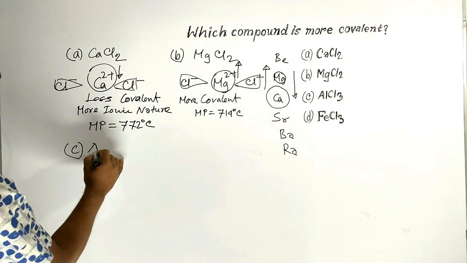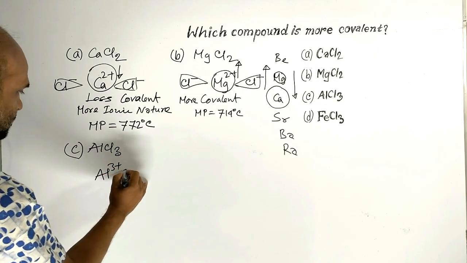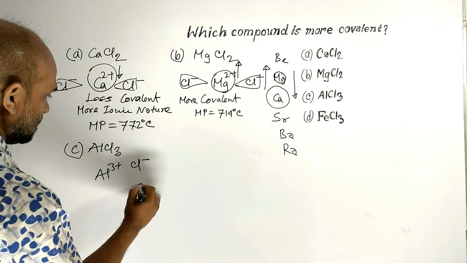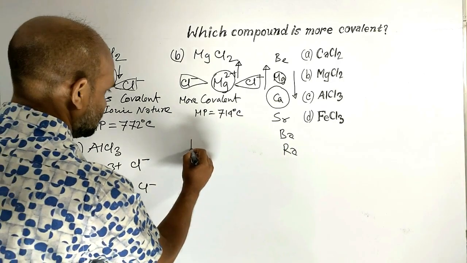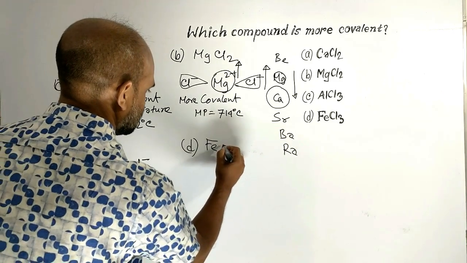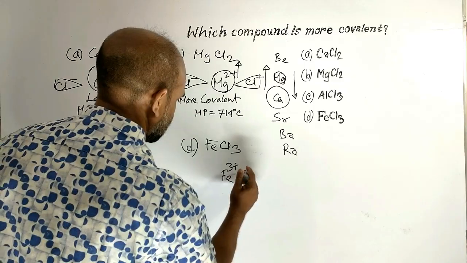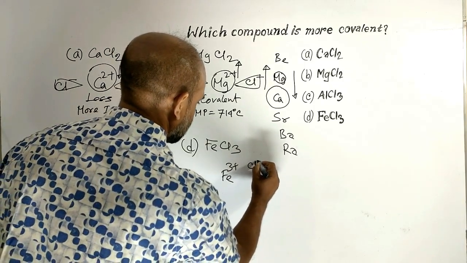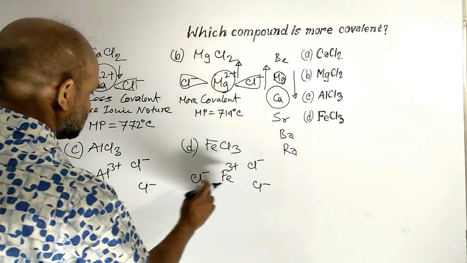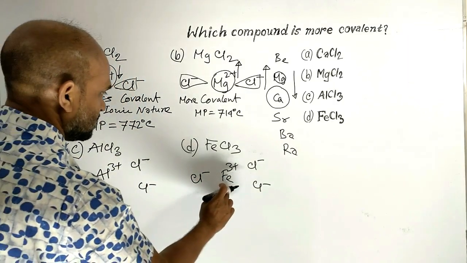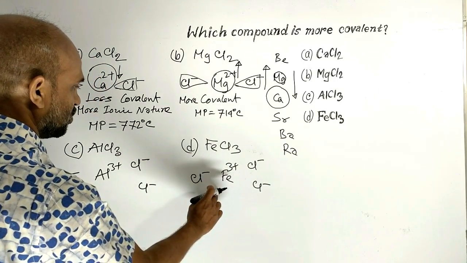Now C and D. C is aluminum chloride, here aluminum 3 plus ion, chloride ion, and chloride ion. D is ferric chloride, ferric 3 plus ion, chloride ion, chloride ion. Same charge, aluminum 3 plus, iron 3 plus. In which case does polarization occur more?